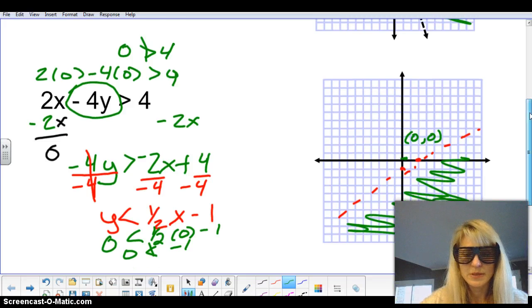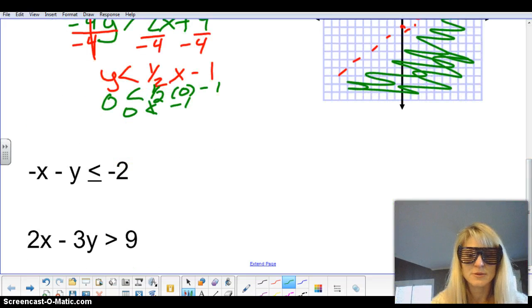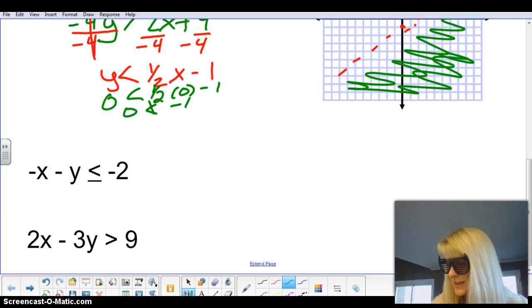So I'd like you to take a couple minutes and do these 2 sample problems on your own and come in with those with your video notes tomorrow. And we will keep working away on these inequalities until we get it.